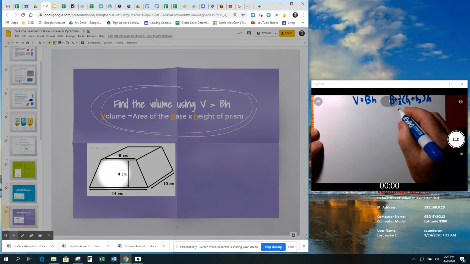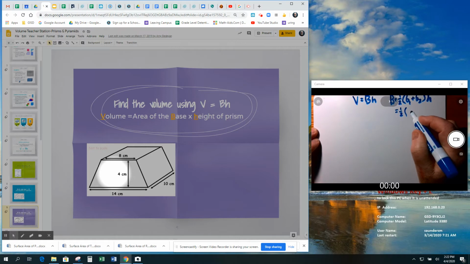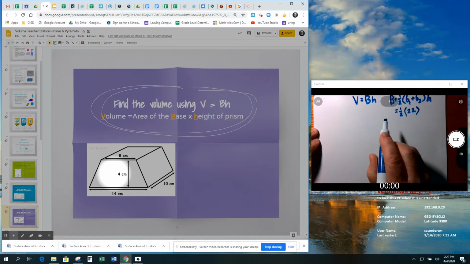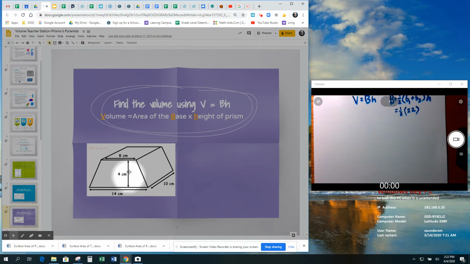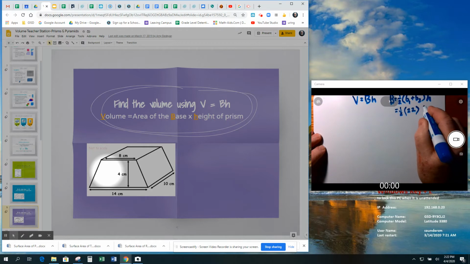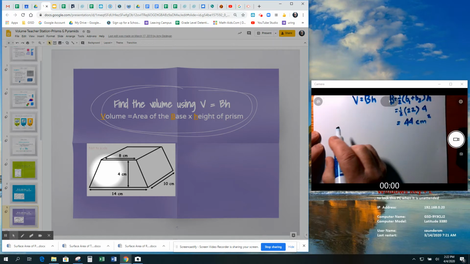I'm going to have the area of our base is 1/2, and 14 plus 8 is 22. So you saw where I got that. 14 plus 8. I had my base 1, 14, and then I added base 2, 8, which is 22, and my height is 4. So 1/2 of 22 is 11, times 4 is 44, and the units are centimeters, and area is squared, so centimeters squared. Now I can calculate the volume of my prism.